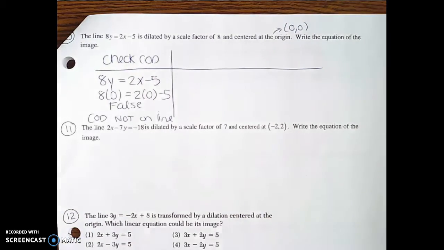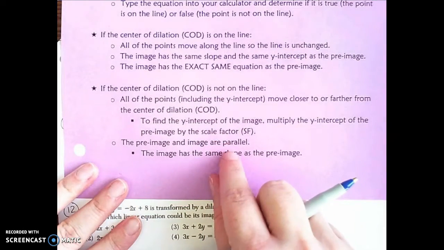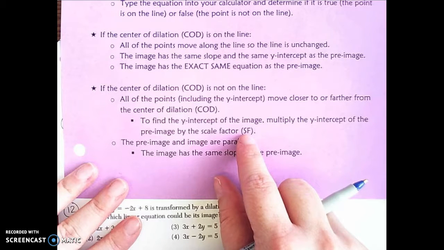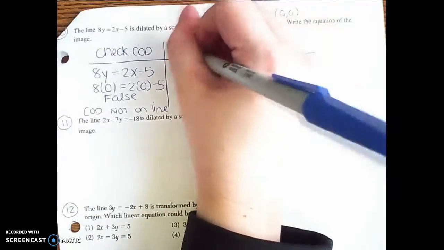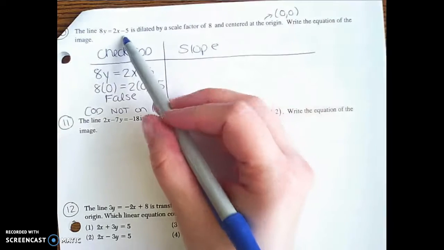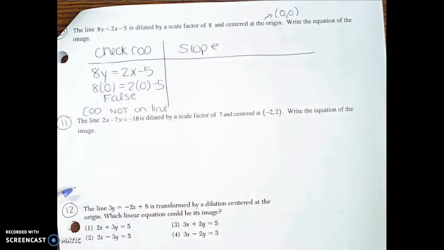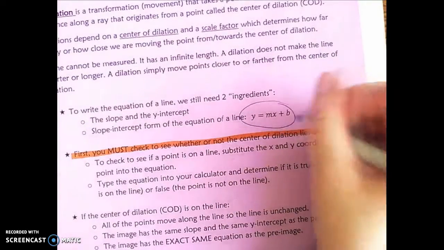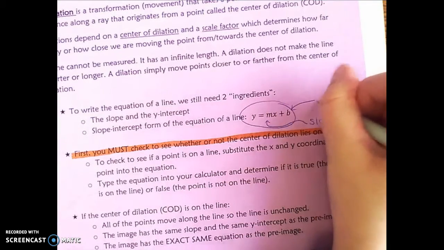Again, if my center of dilation is not on the line, then my slope is the same because my lines are parallel, and I find my new y-intercept by multiplying by my scale factor. So for my slope, I cannot find the slope by looking at this equation. My equation has to be in slope-intercept form. This is slope-intercept form. If I get my equation in this form, m is my slope, b is my y-intercept. So I have to solve for y first.